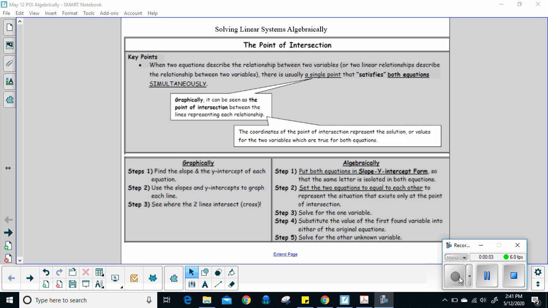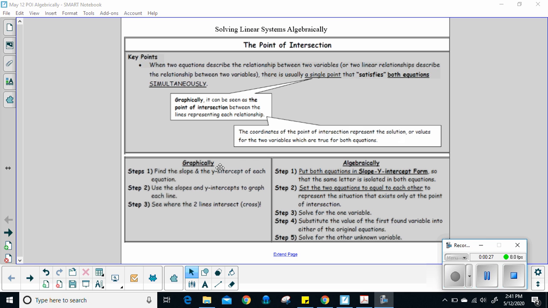Okay, today we're going to look at the point of intersection and we're going to solve for it algebraically. There's more than one way to do this, but today we're going to try one version. So basically, when two equations describe the relationship between two variables, there's usually a single point that satisfies both equations simultaneously. So unless the lines are parallel, they will cross somewhere. And when they cross, that's called a point of intersection, and that's our solution.